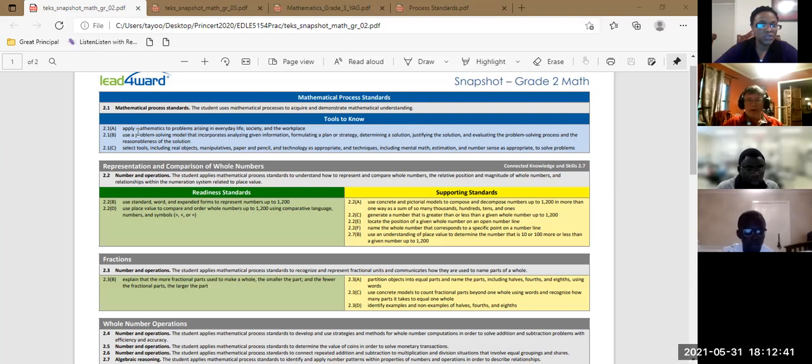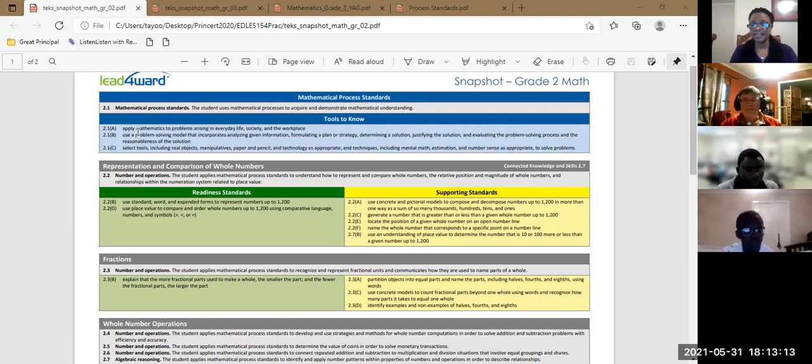If you look under 2.1, it says apply mathematics to problems arising in everyday life, society, and the workplace. So each time you teach TEKS, you are going to apply that TEKS to real life situations for the students so that they can relate to what you're teaching them. They'll use them as a problem solving model, and you're going to use tools and manipulatives. It helps them to remember what they have learned in the classroom.